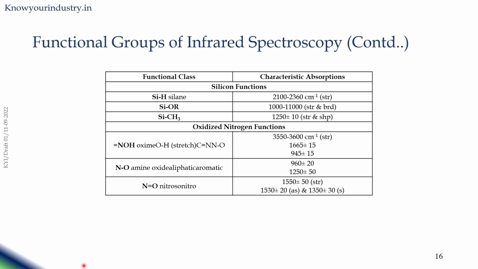Similarly, for silicon functions, we have characteristic absorption in this particular wave number region, which includes silane groups, silicon-OR groups, and silicon-CH3 groups. In the case of oxidized nitrogen functions, that includes N-OH oxime groups, N-O amine groups, and N=O nitroso groups. All these functional groups can be identified through the specific characteristic absorption in this particular wave number region.